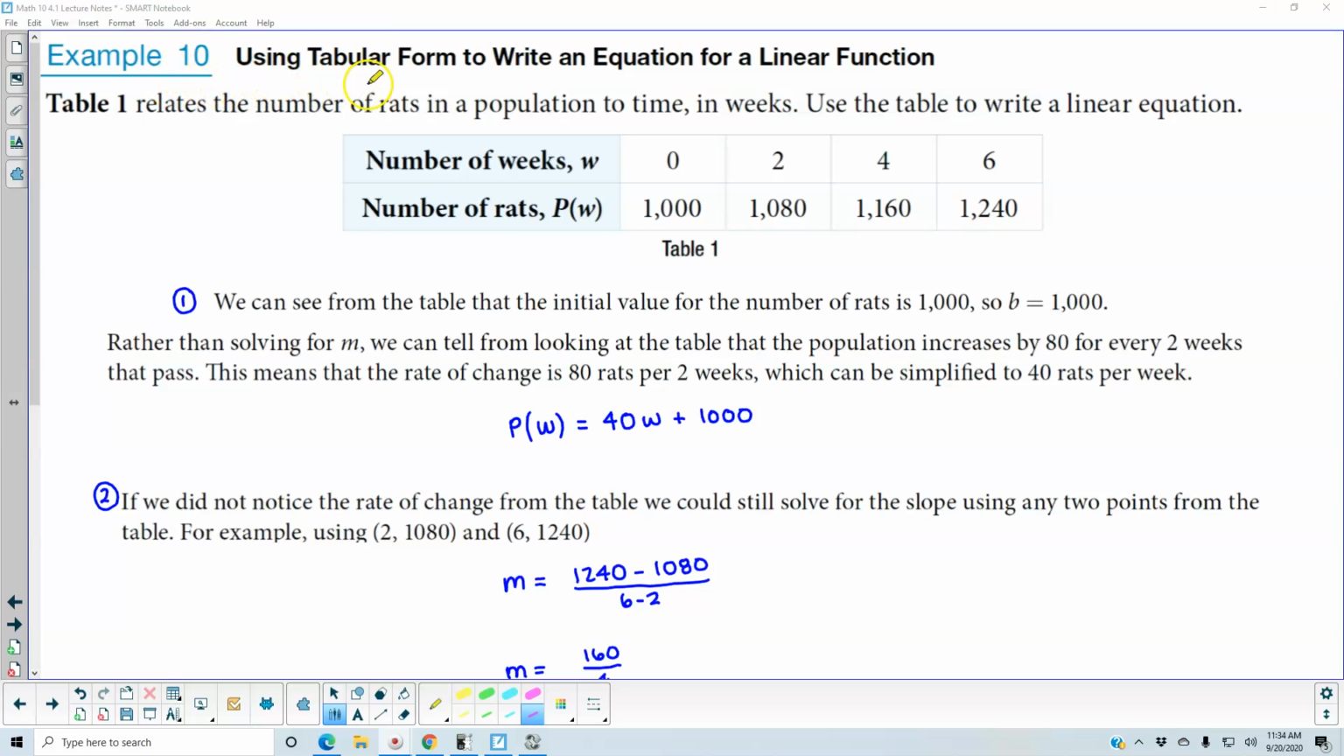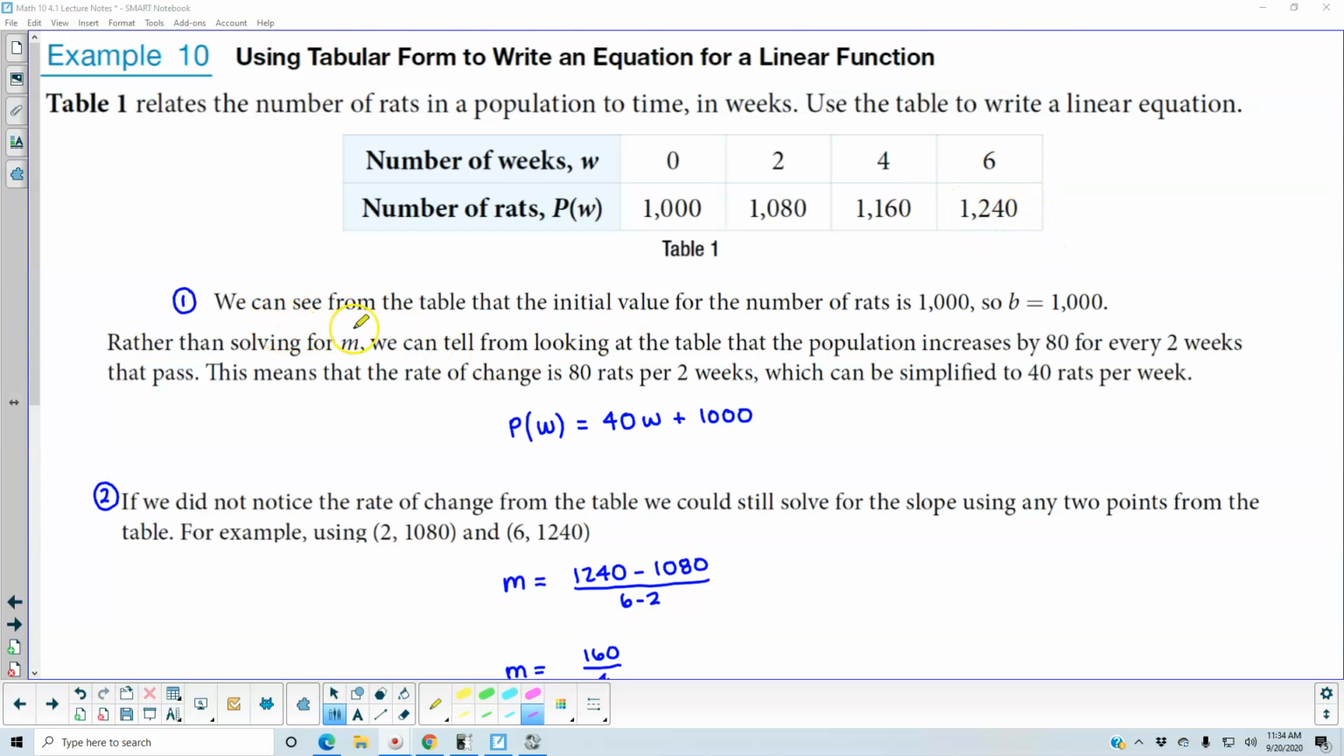Example 10, using tabular form to write an equation for a linear function. Table 1 relates the number of rats in a population to time in weeks. Use the table to write a linear function. The first row represents the number of weeks W. We have 0, 2, 4, 6. The number of rats per week is 1,000 at 0, 1,080 at 2, 1,160 at 4, and 1,240 at 6.